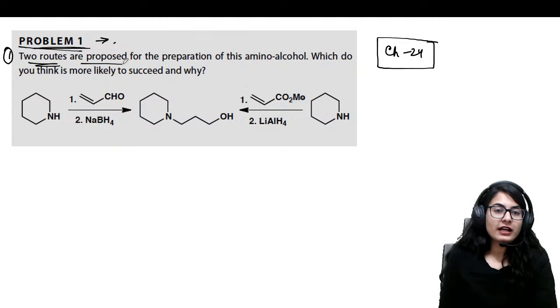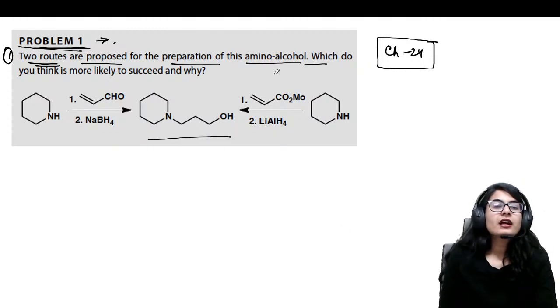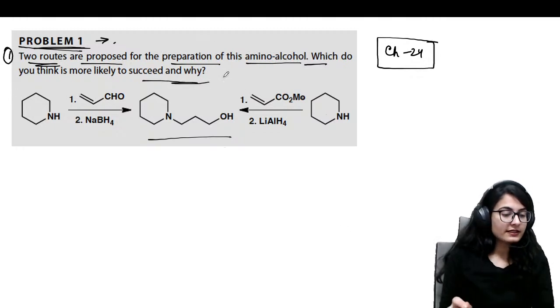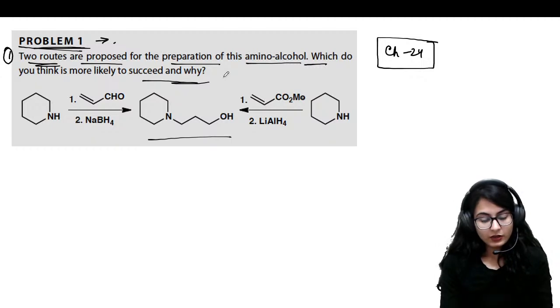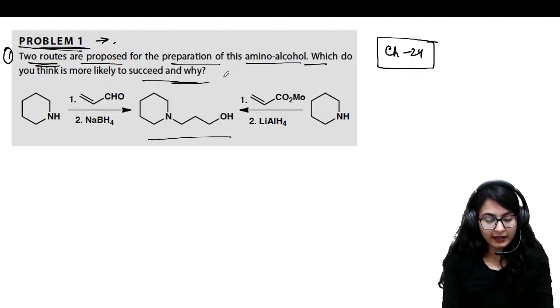Alright, so two routes are proposed for the preparation of this amino alcohol. This one, which do you think is more likely to succeed and why? मतलब कि इन दोनों में से कौन सा रूट सबसे सही है?